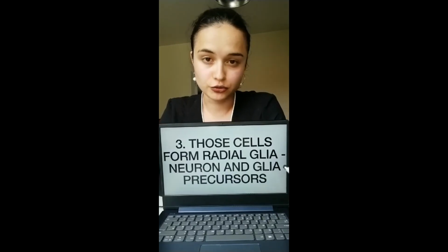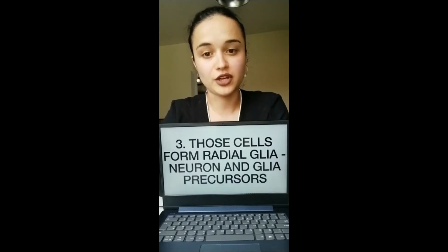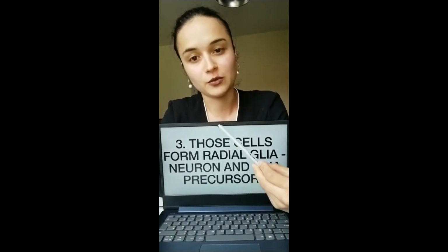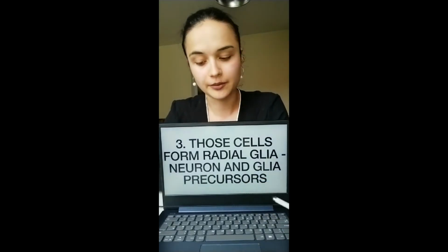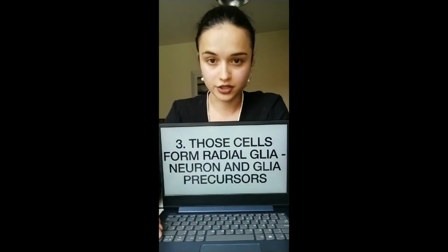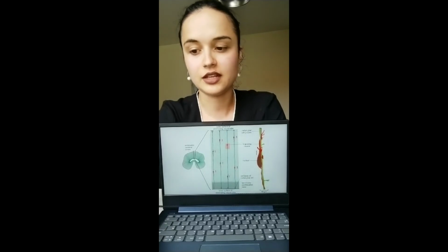So they are a form of neural stem cell. In the further stages of development, they will develop into neurons and into glia. So this is our third stage of the cortex development. And then here we can see that.